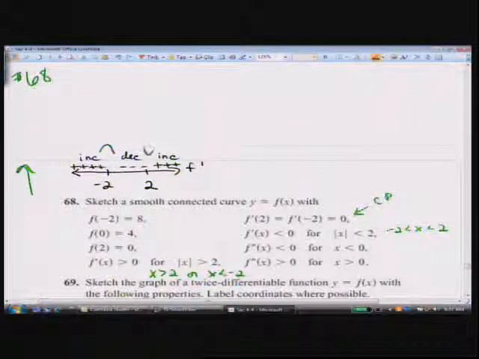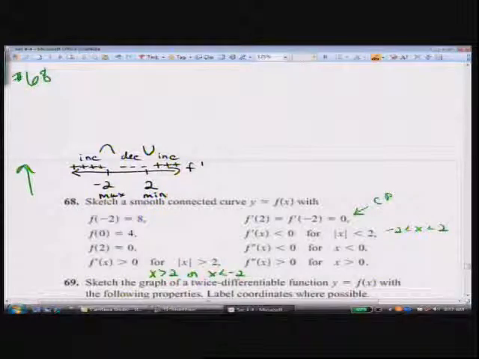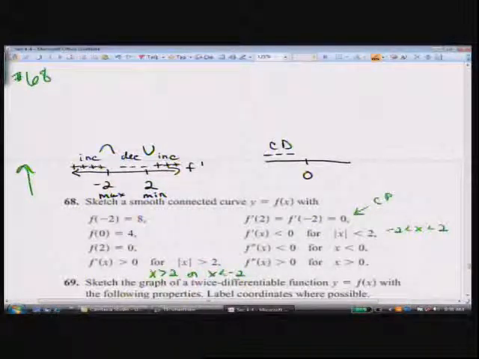So increasing, decreasing, decreasing, increasing, right? So we have a max and a min. Now we also know that the second derivative looks like the critical point is at 0, and the second derivative is negative when x is less than 0, so that means it's concave down, and then it's positive when x is greater than 0, so it's concave up. So we have a point of inflection at 0. Why I like these problems is because you didn't have to do any algebra, but you had to show me that you understand calculus.